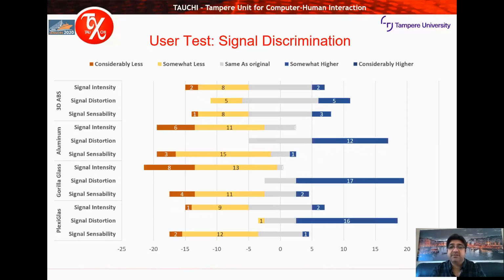Whereas the participants rated the perceived signal between points A and B for other surfaces, such as aluminum, Gorilla Glass, and plexiglass, as distinctly different signals. This suggests that the applied signal altered its properties substantially as it propagated through the surface of interaction.